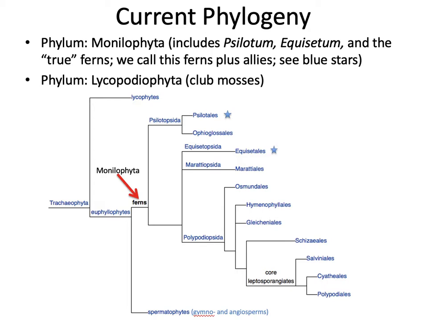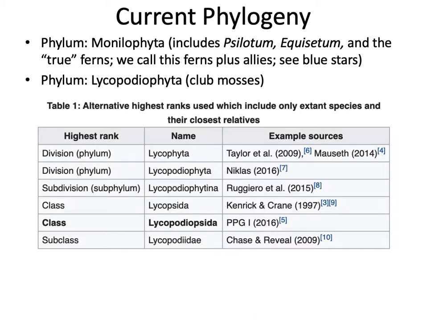So using current molecular systematics, we have phylum Monilophyta, which includes the genus Psilotum, the genus Equisetum, and the true ferns, which includes a bunch of different genera. This is what we call the ferns plus the allies, and we can see they fall out nicely here on the tree of life. In addition, we have the so-called lycophytes, which is phylum Lycopodiophyta.